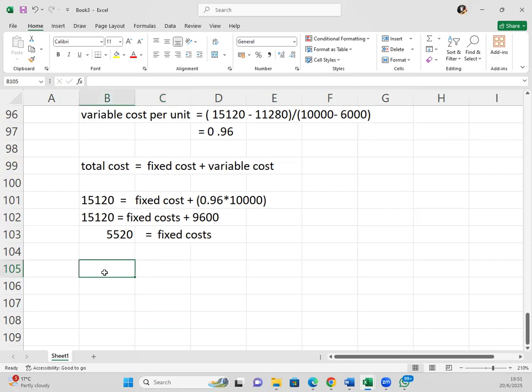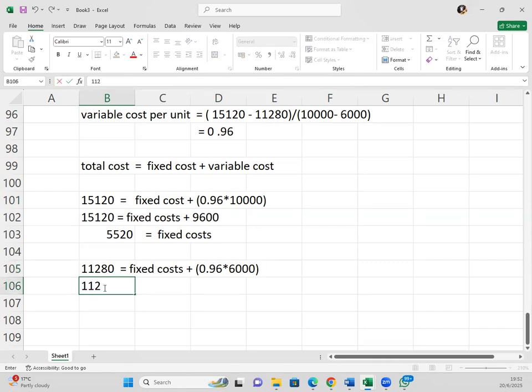That is, if we are looking at 6,000 units, the cost will be 11,280. The total cost is equal to fixed cost plus the variable cost per unit, which does not change. So the fixed costs in total do not change, and the variable cost per unit does not change. In this case, we are using 6,000. It's assumed this is revision. It's not supposed to be that difficult. You should be able to recall.